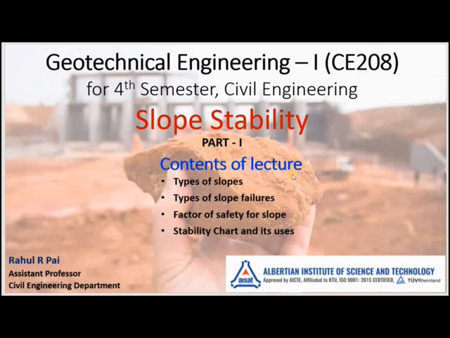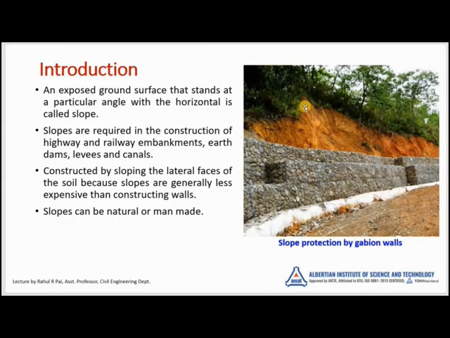So before going into the detailed lecture, let us have some insight about what a slope is. A slope is an exposed ground surface which is at a particular angle with the horizontal. It is a very cheap mode of construction, and also very easy, because whenever we need to construct a slope, like for a railway or highway embankment or for earthen dams, it is easy to have a sloping surface. You take the native soil and construct the slope, then the only thing you have to check is the safety of that particular slope.